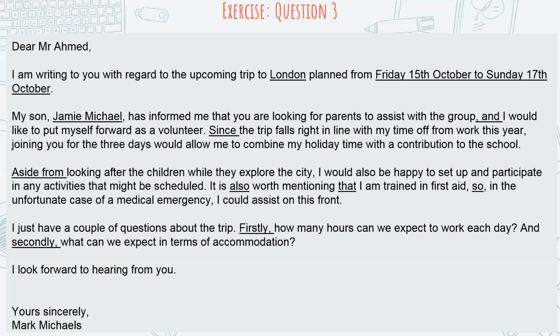I just have a couple of questions about the trip. This is semi-formal language. Firstly, how many hours can we expect to work each day? And secondly, what can we expect in terms of accommodation? Okay, then I look forward to hearing from you. You close your letter with this sentence: I look forward to hearing from you, and that's it.